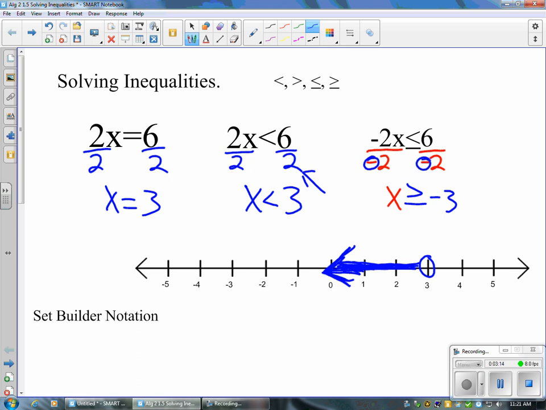Now, if I'm going to graph x is greater than or equal to negative 3, then I go to negative 3, but because there's a greater than or equal to sign, because there's an equal sign there, that means x could be negative 3. So we're going to put a solid dot to denote that it is included in that. And x is greater than negative 3, so we're going to shade this direction. That's all you have to do to graph.